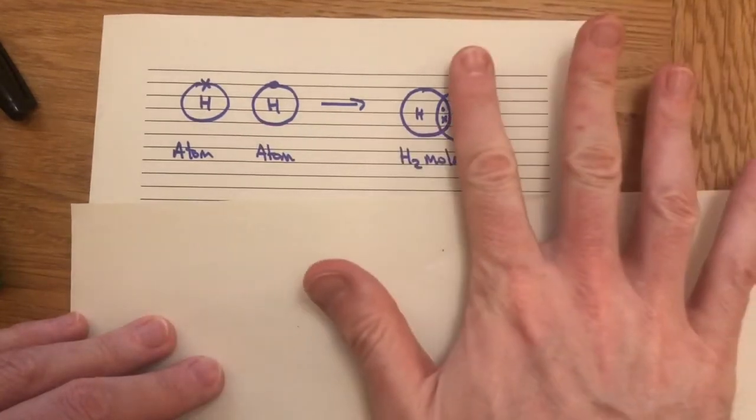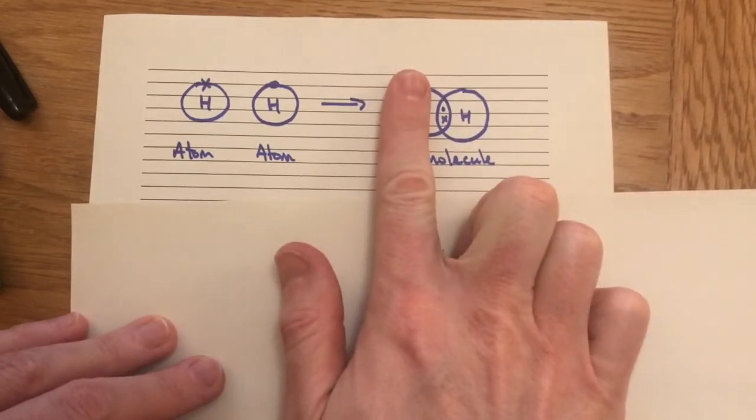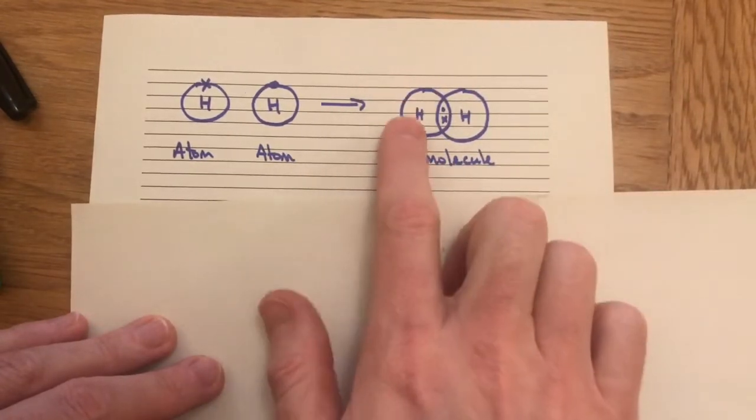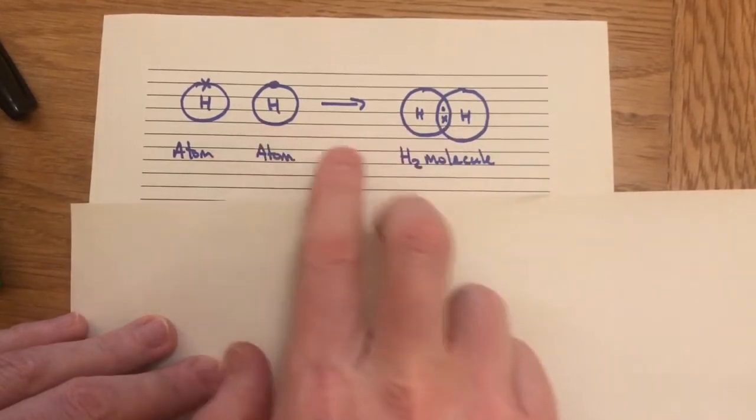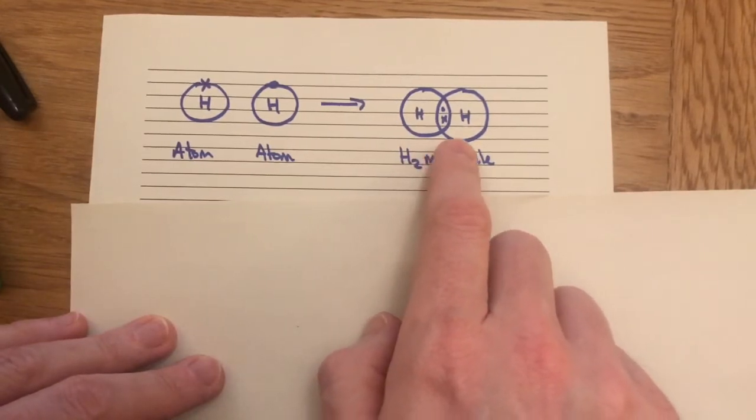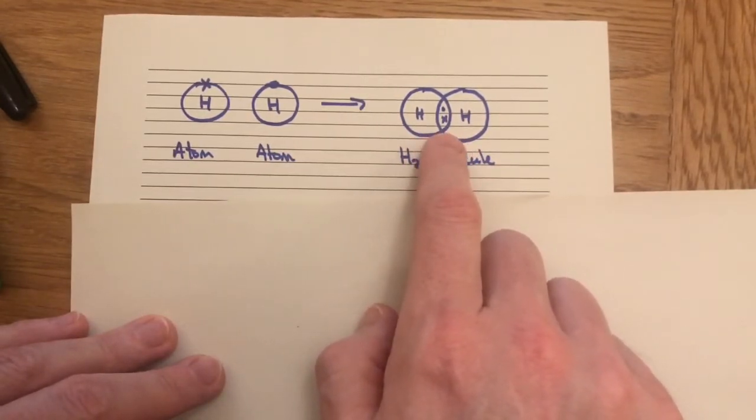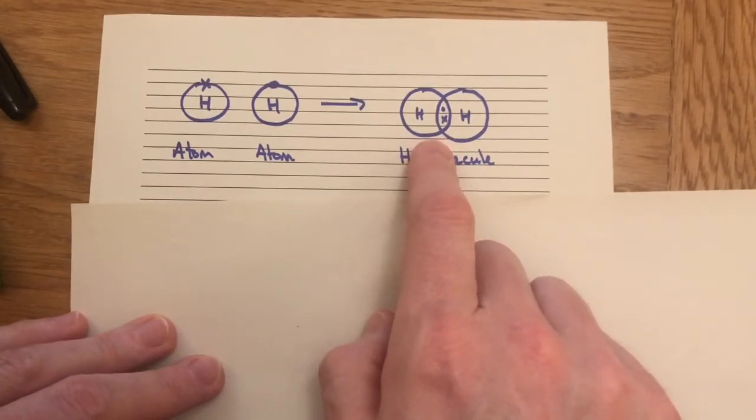So you can see this one has got a share of 2, which makes it stable. And if I do the same this side, this has got a share of 2, so it makes it stable. This covalent bond now exists, and therefore the two atoms have become a molecule with this covalent bond between them. It's worth reminding you that a covalent bond, the definition is a shared pair of electrons.